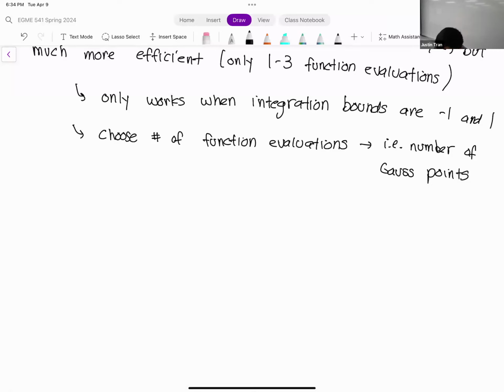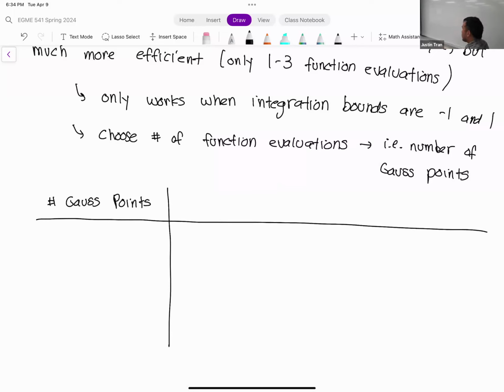So let me show you the table here. All right, so Gauss quadrature can be extended to more than 3 Gauss points. In fact, there's theory that extends to dozens of Gauss points. But at that point, it just becomes a mathematical curiosity. So what's useful for us is Gauss points equal to 1, 2, or 3. So we're going to look at three different types of Gauss quadratures: the 1-point rule, the 2-point rule, and the 3-point rule.